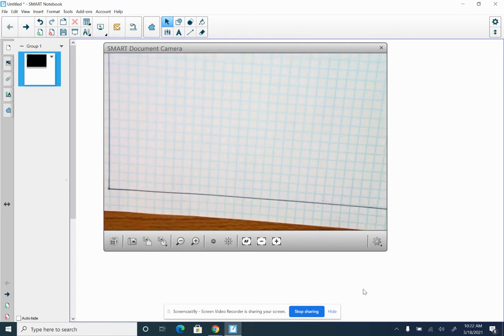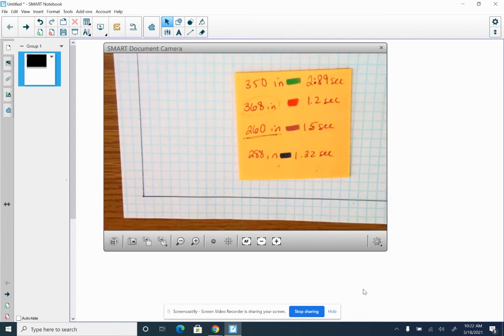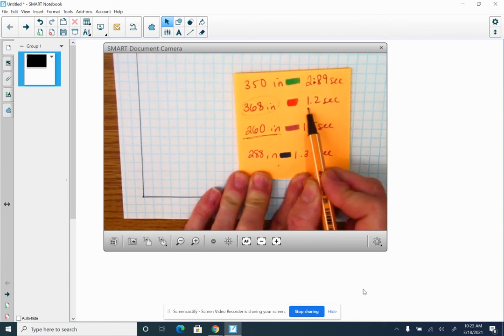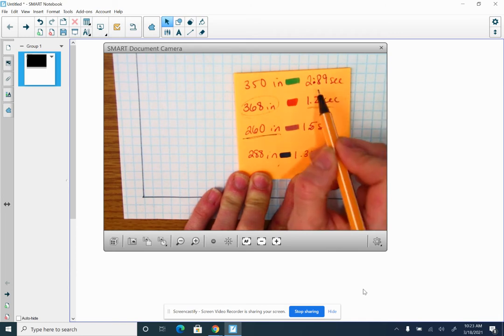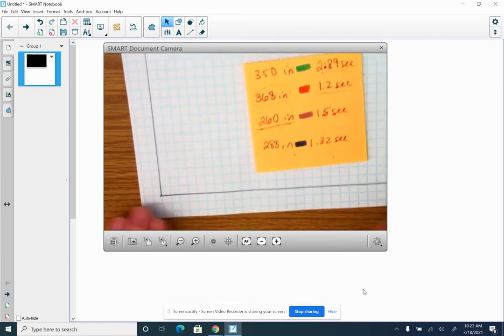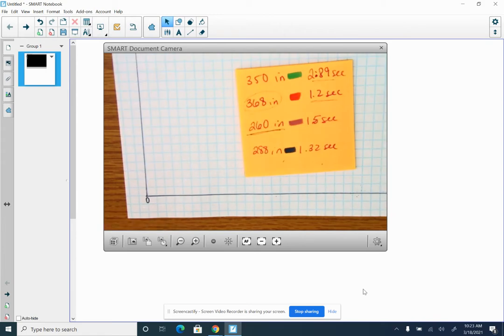All right, so time, I just made up some numbers that are close to what you guys were working with, but not exactly. And we see here our fastest was 1.2 seconds and our slowest was 2.89 seconds. So the way you're gonna do this is you're gonna always start with zero and you wanna count all of the lines so that you spread out the numbers as much as possible. So when I count all of these lines down here, let's just see how many there are.